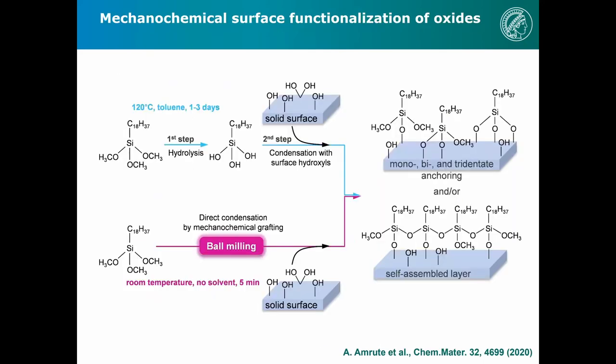Another thing for ball milling is really interesting. Sometimes you want to change the hydrophilicity of materials. One way of converting a hydrophilic material, which has a lot of OH groups on the surface, to a hydrophobic material is the so-called trimethylsilylation or alkylsilylation. You try to anchor a silicon atom with attached alkyl groups to the surface, which you can do by such a process. You can take, for instance, a trimethoxy silane with a C18 carbon chain.